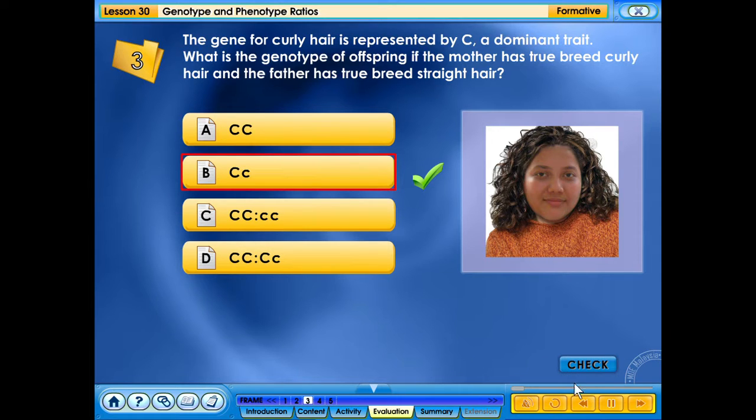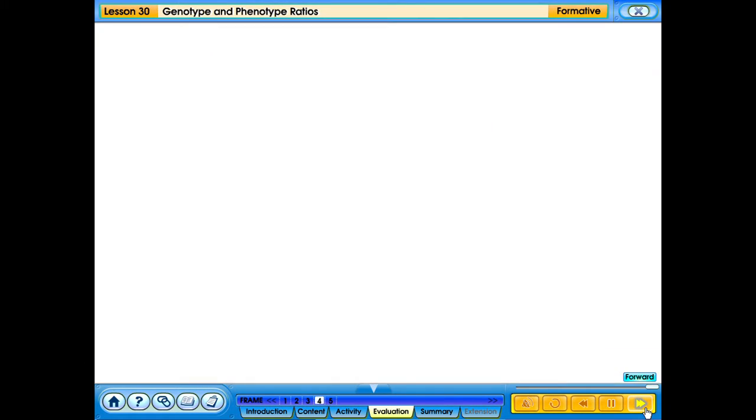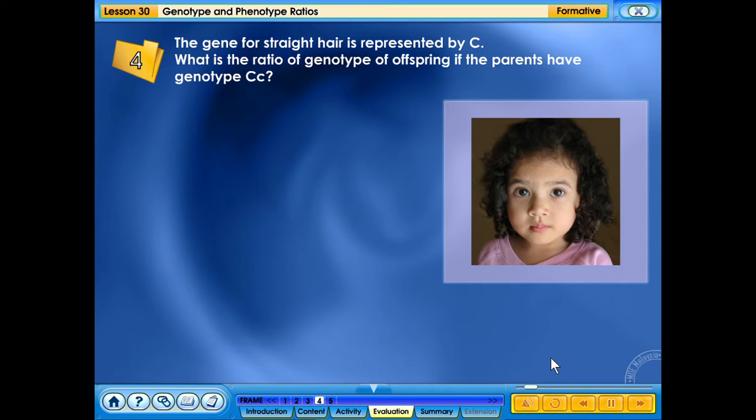Your answer is correct. The gene for straight hair is represented by small c. What is the ratio of genotype of the offspring if the parents have genotype capital C, small c?